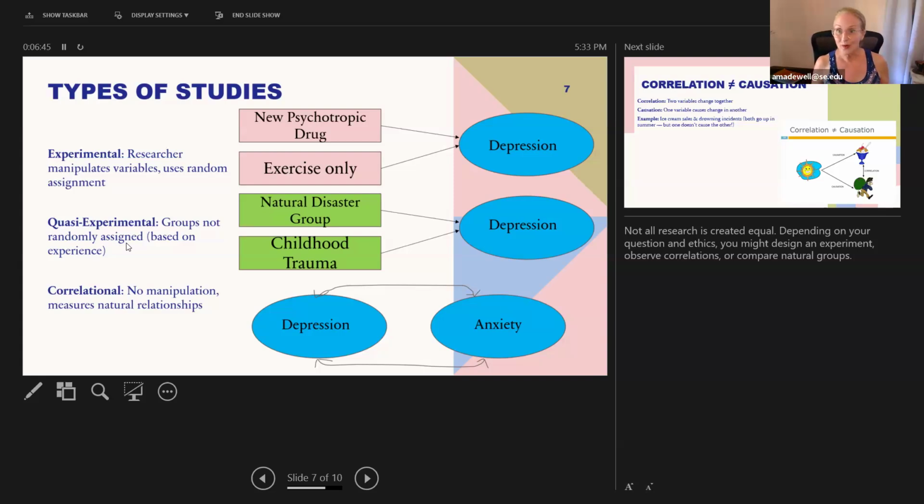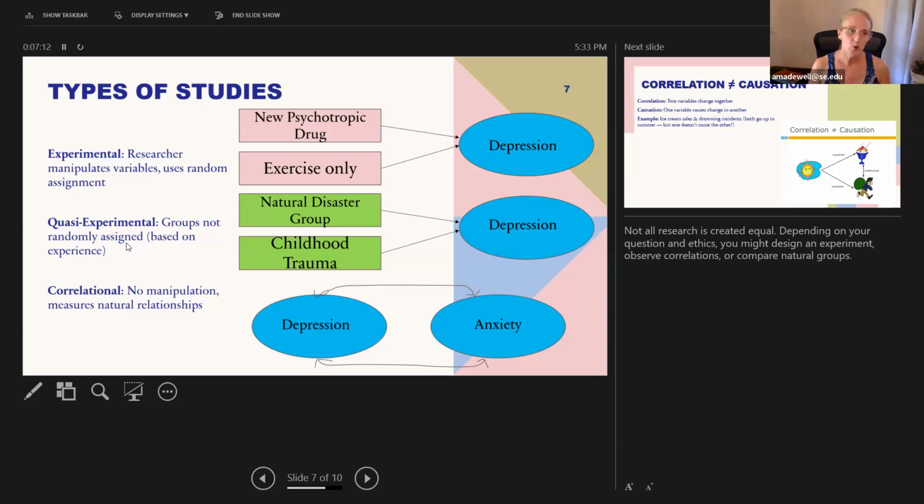Now, in Oklahoma, where we have lots of natural disasters, we could have a third group where it's a natural disaster and they experience childhood trauma, and we could put those in a combo group. And what we'd want to do is see who has lower depression or maybe higher depression. Quasi-experimental studies are primarily what we do in behavioral sciences.